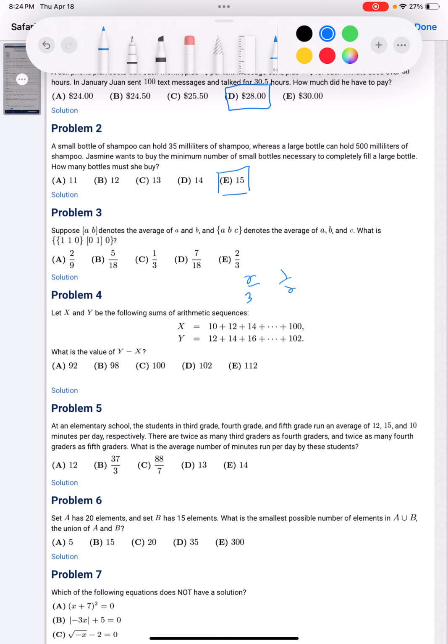This simplifies to 4 over 6, plus 3 over 6, 7 over 6. And in special sub 3, we're going to have to take the average of 7 over 6 and 0. All right. And we're going to have a total of 7 over 18, because 7 over 6 over 3. Then we're going to have 7 over 18 as the result. So it should be D.